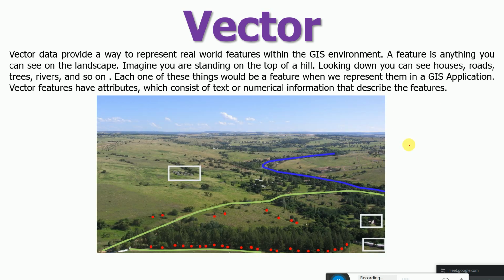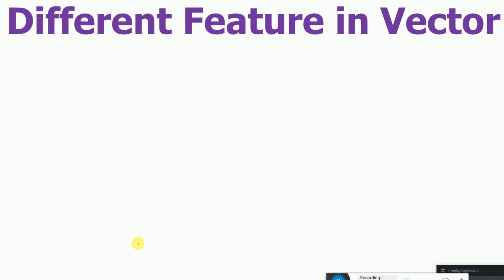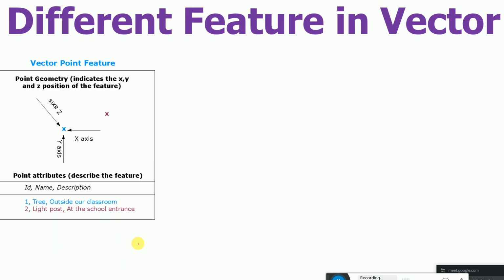See here, this is the line feature, this is the road, this is the land. Here some houses or trees are there. So this is the forest feature, this is a polygonal feature. So vector data is defined for these features. Looking over a landscape, you can see the main features such as roads and houses and trees. Different features in vector.